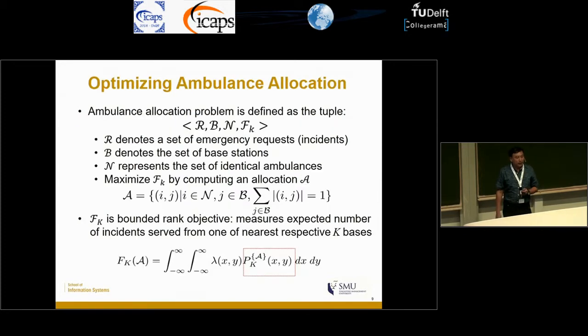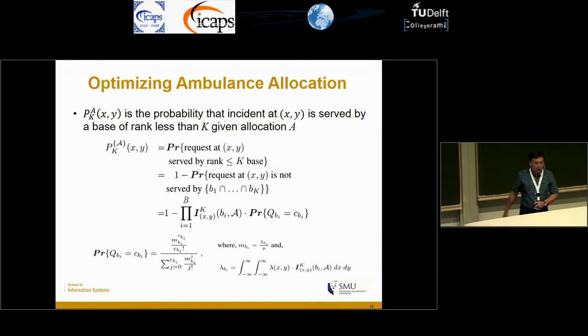So what we do now is take our problem and map it to a Poisson Point Process, and we define the bounded rank function as follows. The most difficult part of this work is really the definition of this probability, that an incident occurring at a particular location will be served by a rank less than some given k. We calculate it using this formula here. In the interest of time, I will not explain; it is explained in the paper.